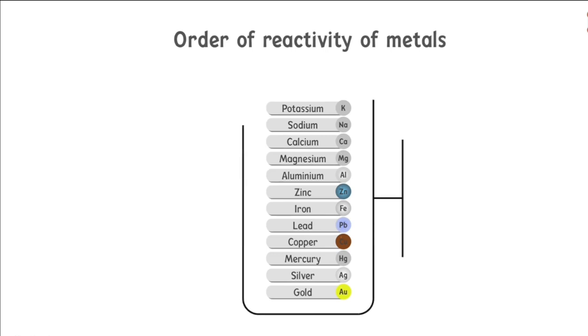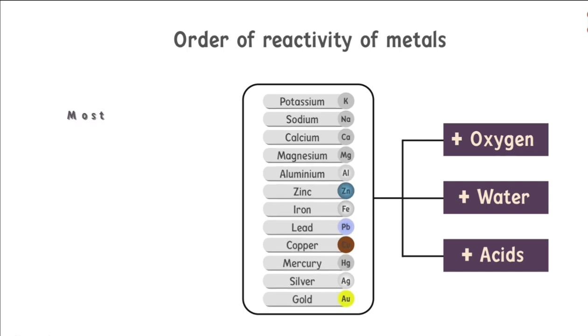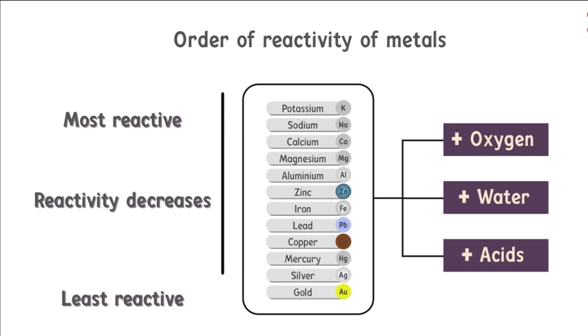So we have discussed the reaction with oxygen, water, acids, and how the metals react with other metals. So there is a series of metals. Some metals are more reactive while other metals are less reactive. Potassium and sodium are more reactive, whereas silver and gold are the least reactive metals. And the reactivity decreases as we move from top to bottom.